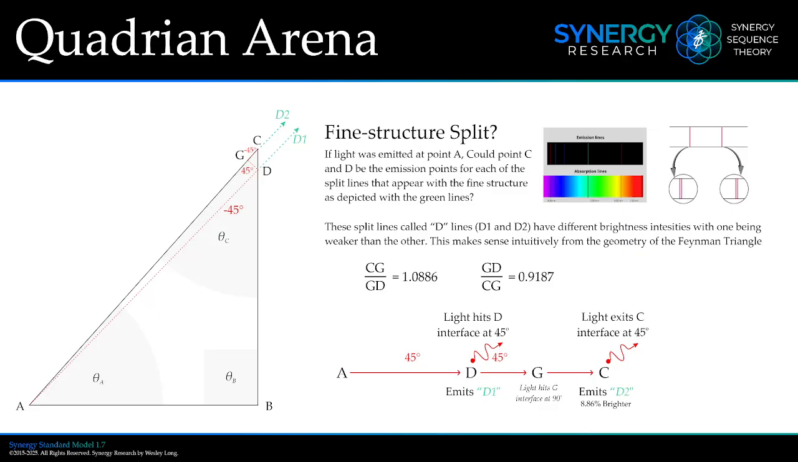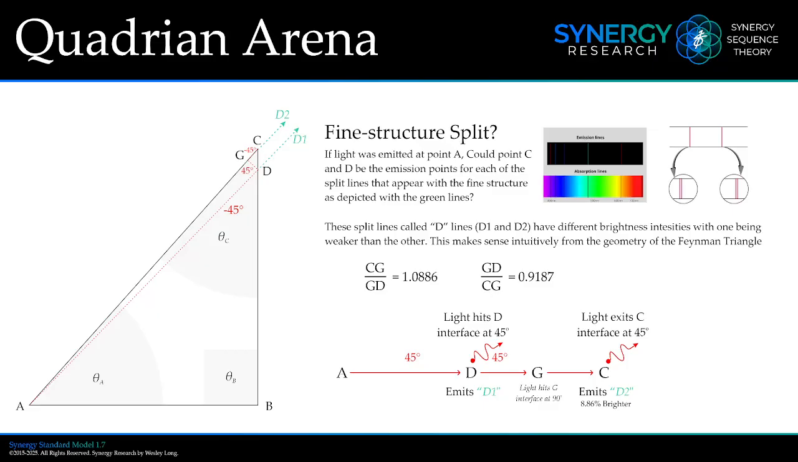1.0886. Frac GD over CG equals 0.9187. These are not symmetric. That 8.86% difference implies that one line, the emission from C, labeled D2, would be stronger or brighter than the one from D, D1. And that aligns perfectly with quantum observation. In fine structure spectral lines, one line is brighter than the other. The model proposes that this brightness imbalance isn't merely due to energy transition states. It's geometric. It's a product of path asymmetry, angular interface, and resonant turn geometry.